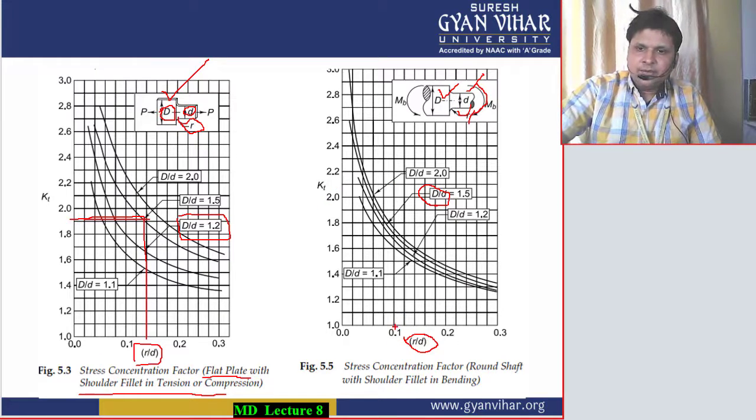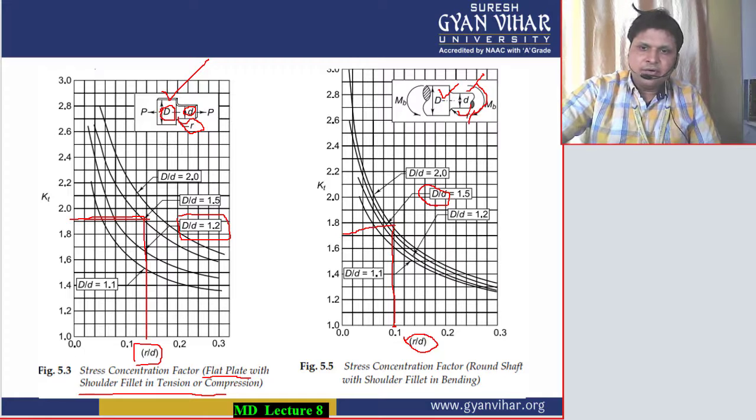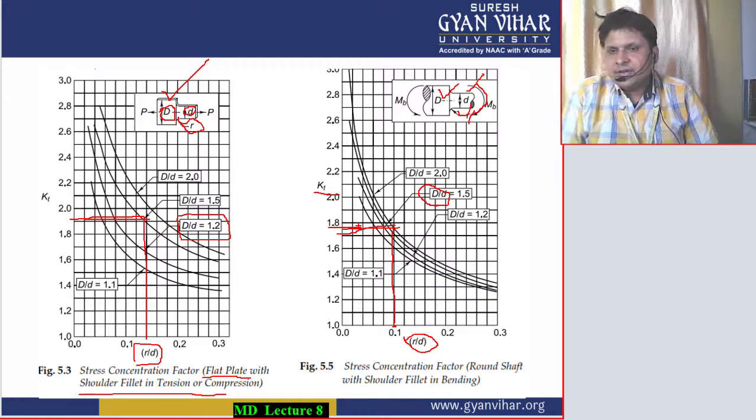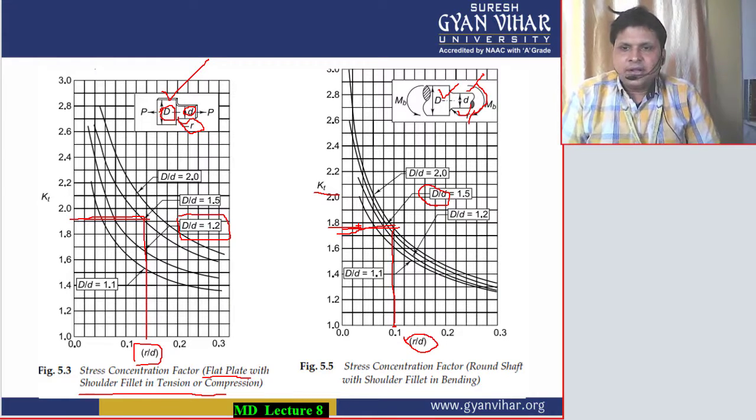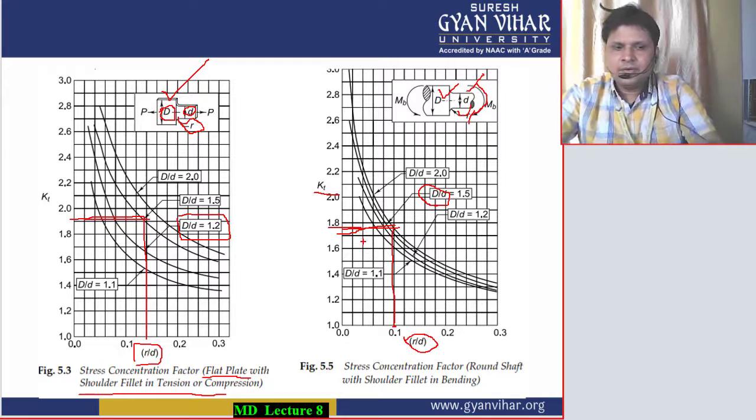So how? Let's say 0.1 is the value of r by D. Just drag a vertical line from this and see which curve strikes this vertical line. If the value of capital D by small d is 2, then this top curve is the curve denoting capital D by small d value 2. So intersect on this curve and see in the horizontal line what value is given for KT. Here the value given is 18. This means that the stress concentration factor KT in the case of a shaft subjected to bending load is given by this diagram.